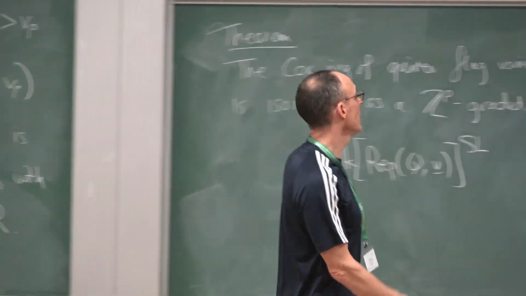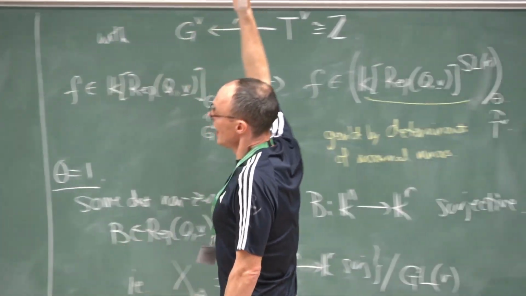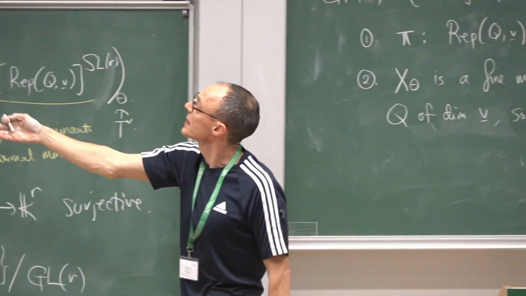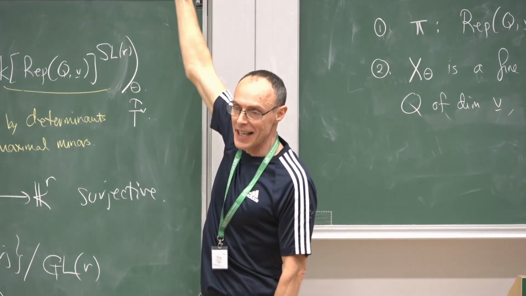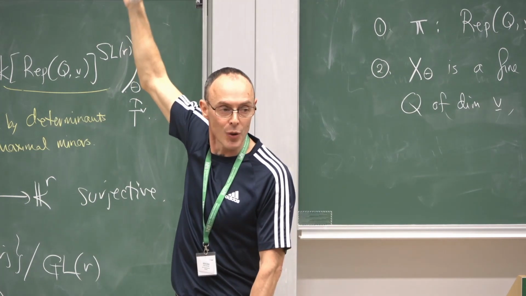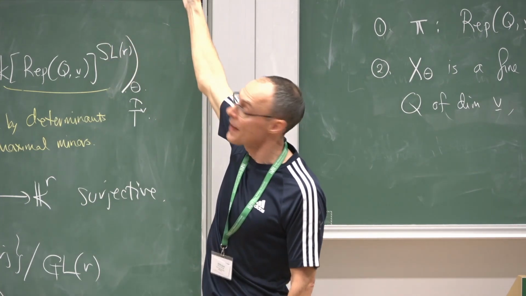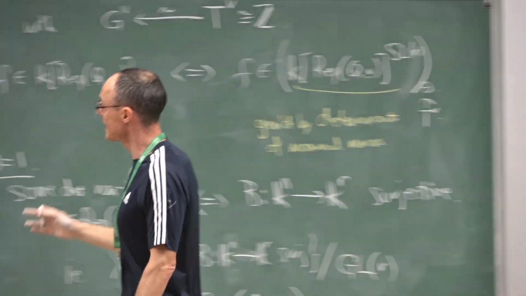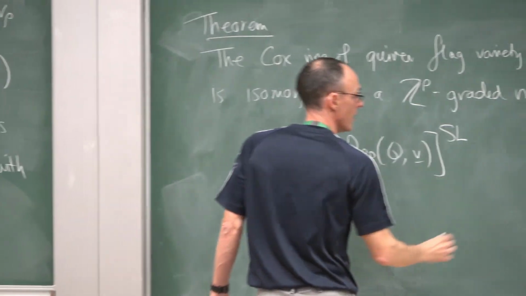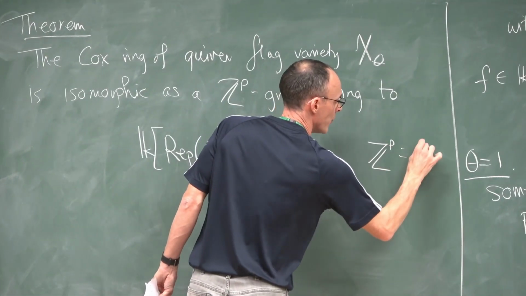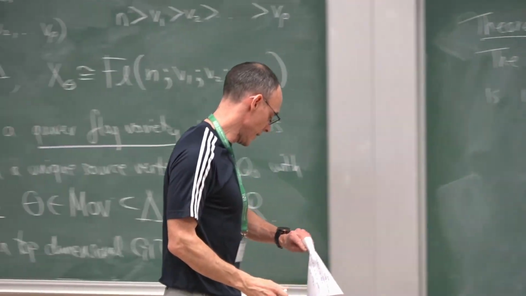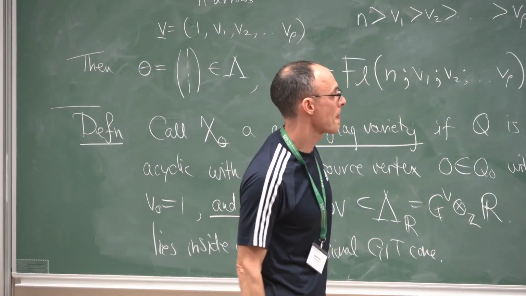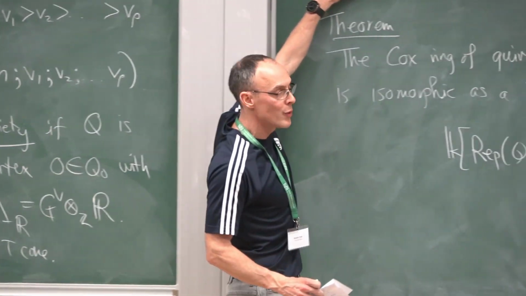And so to be clear, if SL is acting and I've got this fixed locus, then there's a residual action by T. And I said yesterday that having an action by a torus is equivalent to a grading by the character group of the torus. And that's exactly why this is Z^rho graded. Remember, Z^rho equals Lambda, which is the character group of our torus T.